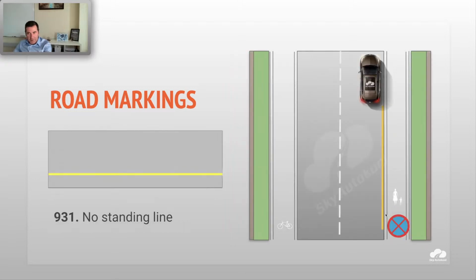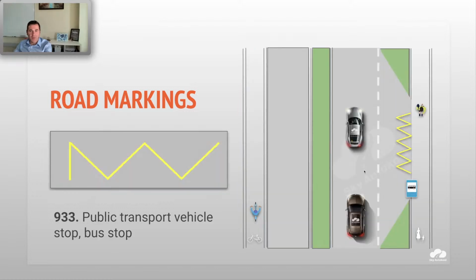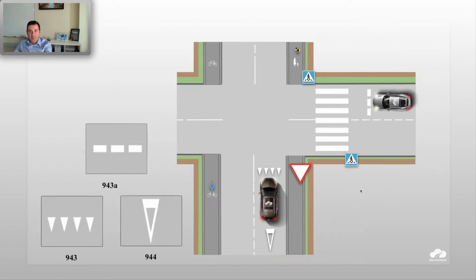And then yellow line means no standing and no parking as well. This line means only no parking, so you can make a stop, but you cannot park your car. This one shows the public transport vehicle stop or the bus stop. This is the stop line, so if you see the stop sign or give way sign, that means showing the place where you can stop, where you should stop actually. And this is the place where you have to stop in order to give way. Or for example, this one is for the pedestrian crossing, so you have to stop here if you see some pedestrians want to cross the street.